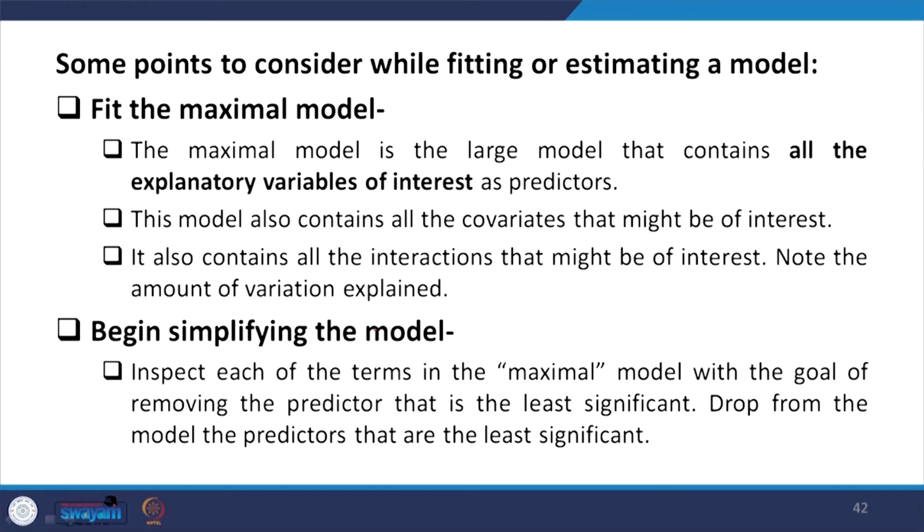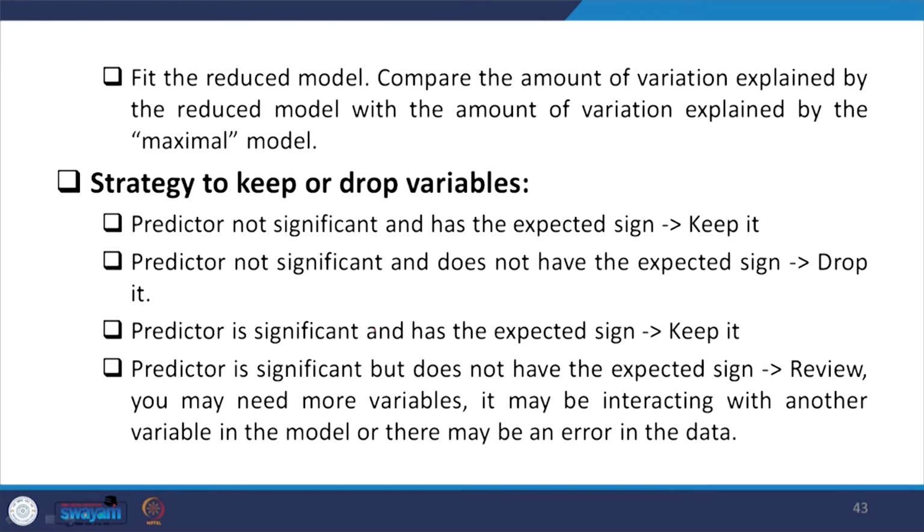Okay. So, begin simplifying the model by inspecting each of the terms in the maximal model, with the goal of removing the predictors that are least significant and dropping them from the model. Some of the variables will be dropped to find the best fit. So, fit the reduced model, and compare the amount of variation explained by the reduced model with the amount of variation explained by the maximal model. We are going to discuss this in our slide.